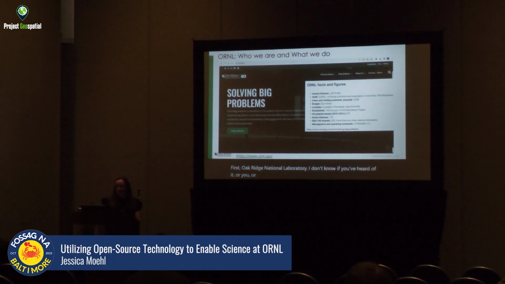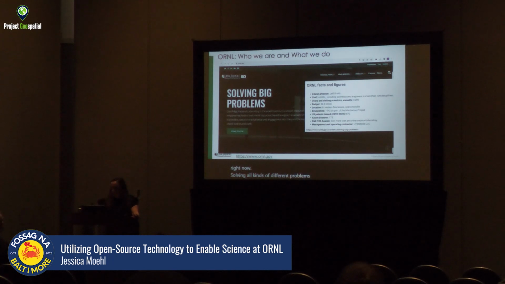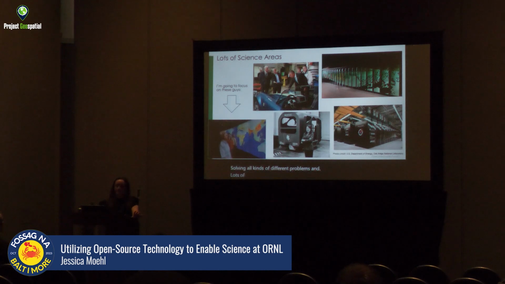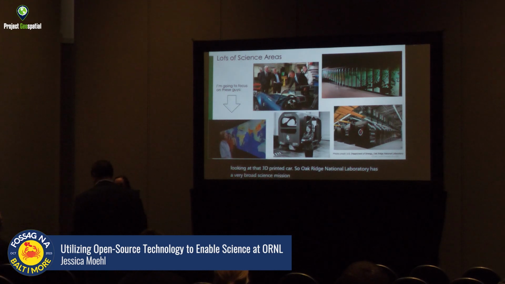We are in East Tennessee, and we are about 6,500 staff right now, solving all kinds of different problems and lots of different science areas. So you've got supercomputers that make the building really cold, and we've got 3D manufacturing advancements in the bottom middle, and then you can see interesting guests that we've had, a couple presidents there at once, looking at that 3D printed car.